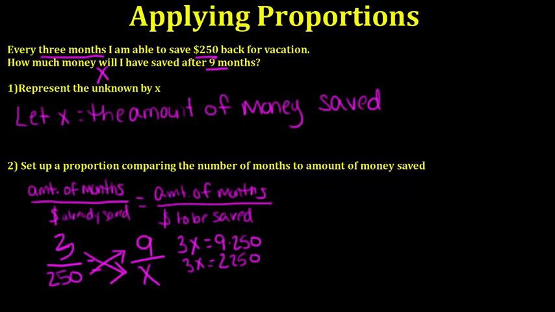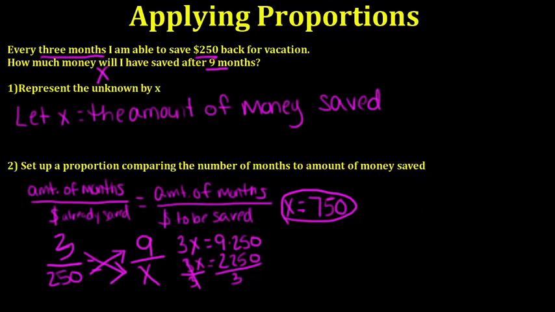We want to get x by itself. x is being multiplied by 3, so we want to divide by 3. Canceling that out, giving us x is equal to $750. So that is saying that after 9 months, I will have saved back $750.